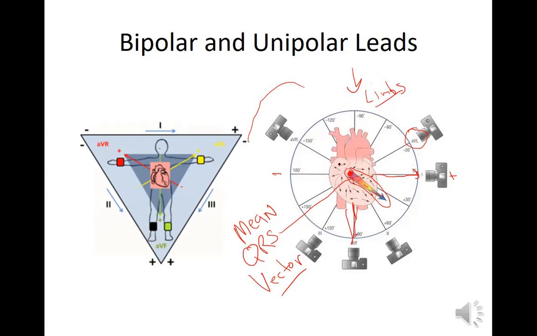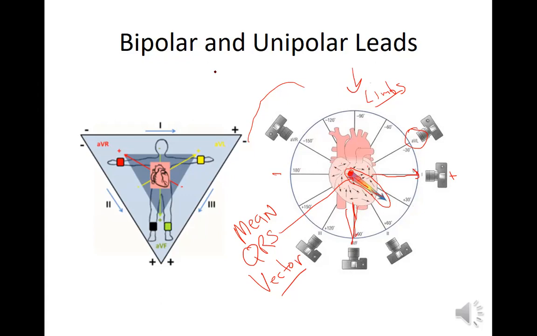All these little black lines and arrows are the different vectors within the myocardium, everywhere, especially the ventricles. And the mean QRS is the average of all of them, where most of them are going. I keep saying this over and over: depolarization will go towards hypertrophy, towards where the myocardium is thickest, and away from infarction.